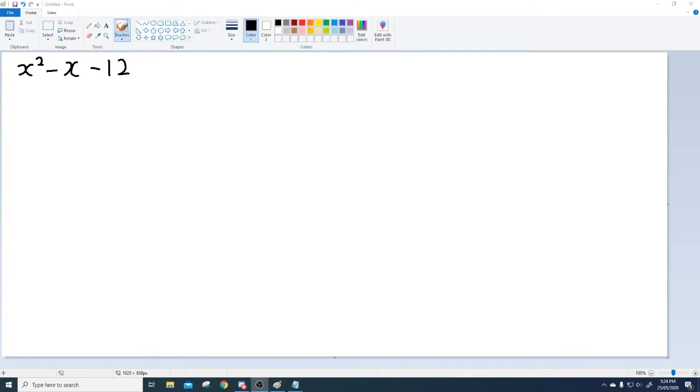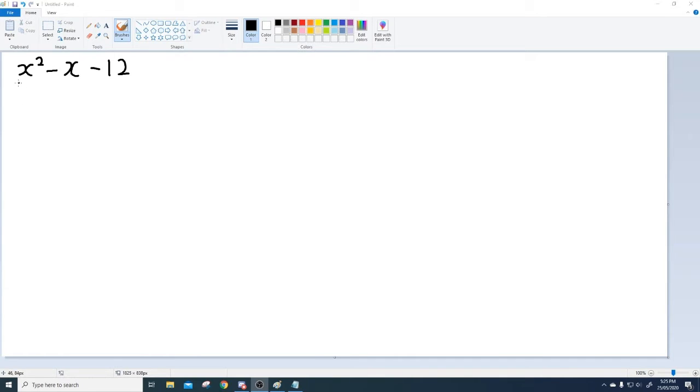Hello, today we'll be looking at how to factorize quadratic equations. There are simple quadratic equations where the coefficient of x squared is 1, which you can see here. And there are more difficult ones where that isn't the case. We will be covering both in this video. Let's start with a simple equation.